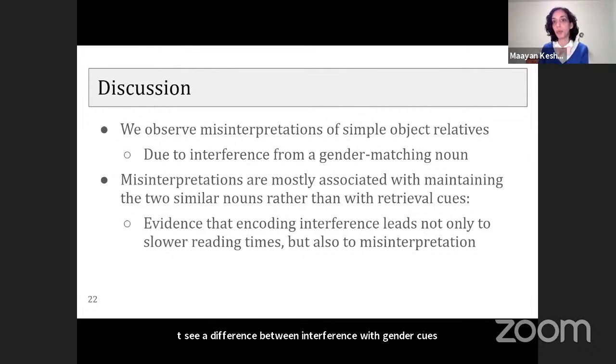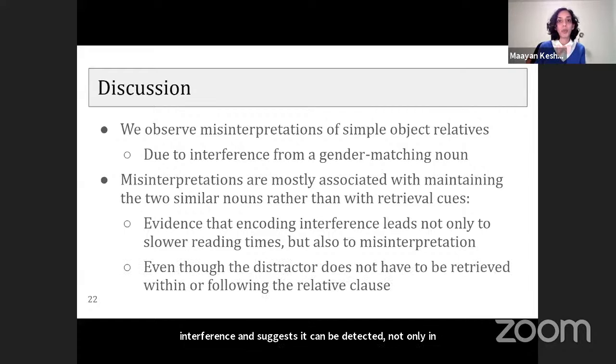And this provides evidence for encoding interference, which supports previous observations of this kind of interference and suggests that it can be detected not only in slow reading times, but also in misinterpretation rates. And moreover, it's interesting to note that in our experiment, we detect these interference effects even though the filler appears after the distractor and after the distractor's dependencies are complete. So readers don't have to retrieve the distractor within or at any point after the relative clause.